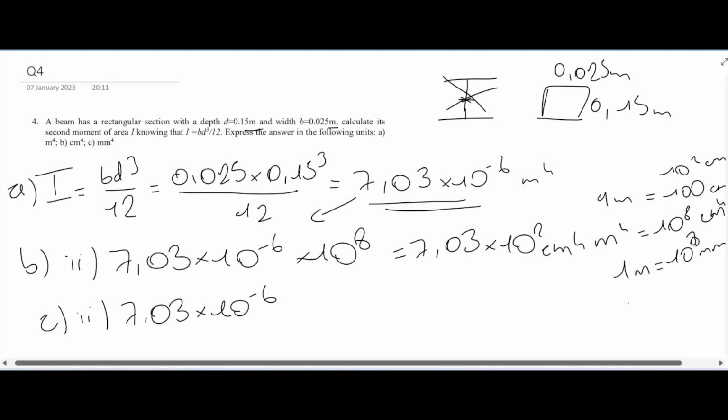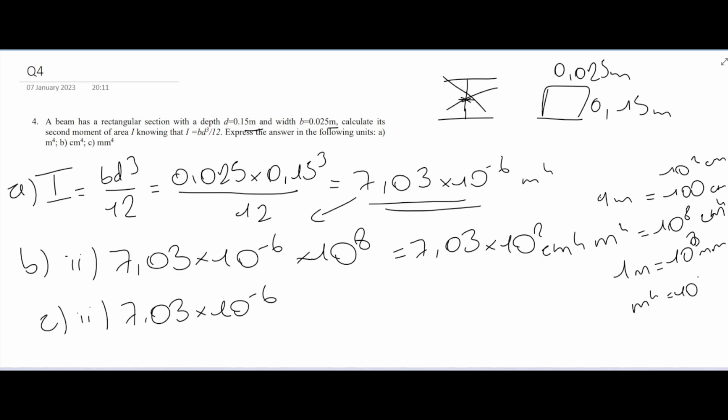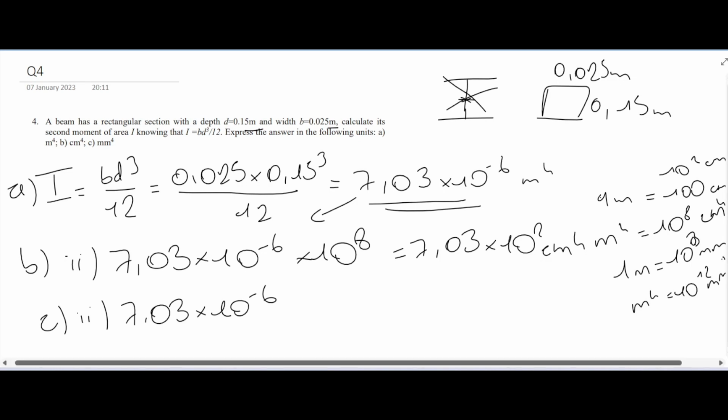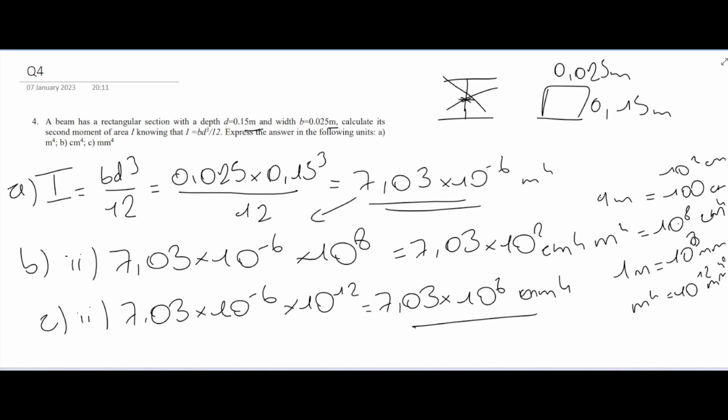So a meter power 4 is 10 power 12, which becomes quite a lot now. So this is 10 power 12, which is 7.03 times 10 power 6 millimeters power 4. There we go.